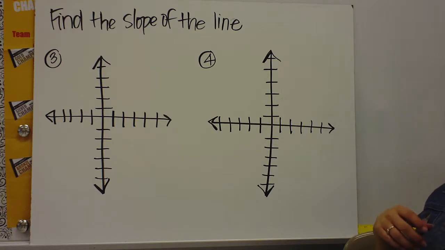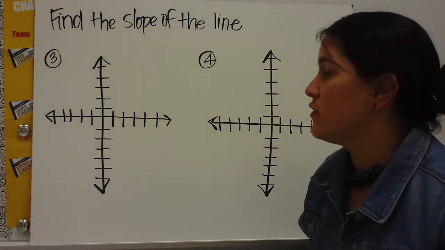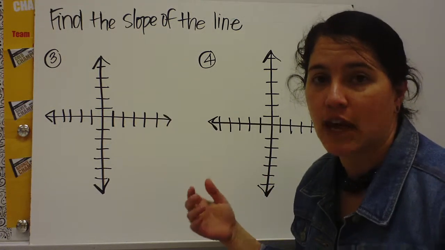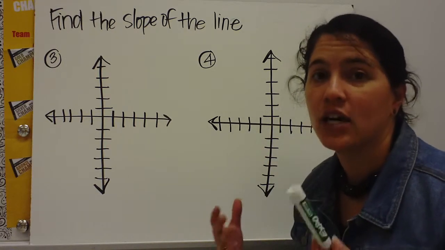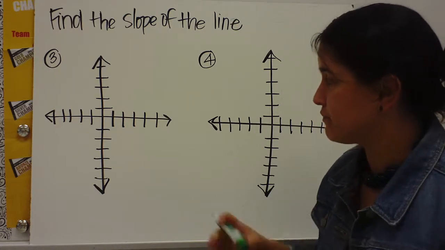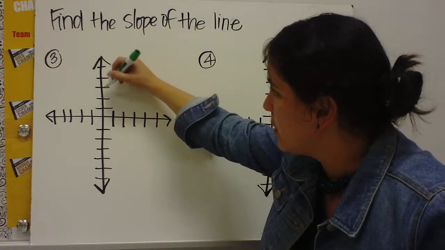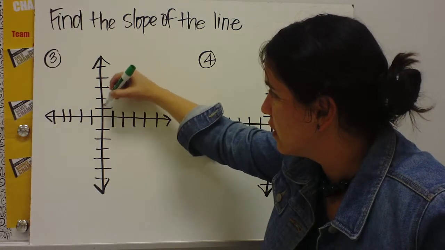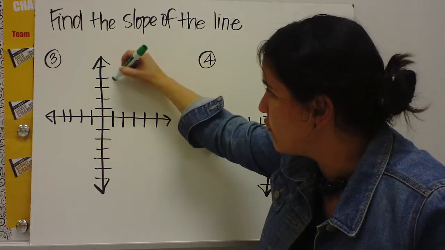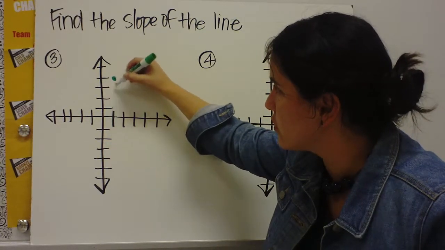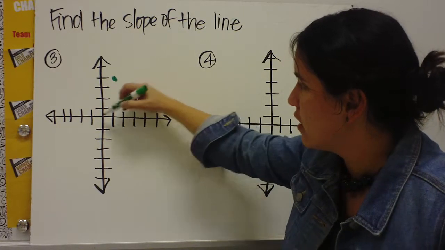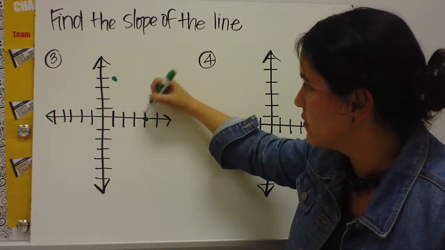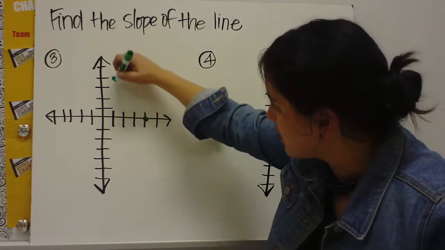So copy these. Now when it says find the slope of the line, notice I haven't given you any lines. We're going to draw lines together. But if the problem doesn't give you any points, then you have to pick 2 points. So this one, I want you to put 1, 4, over 1, 1, 2, 3, 4, 1, 4. And then 4, 0. So you're going to connect those.